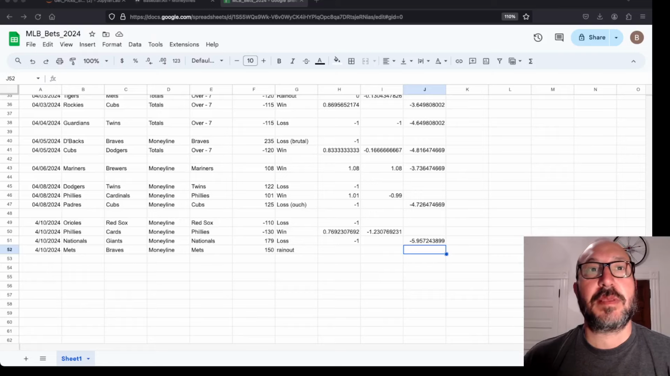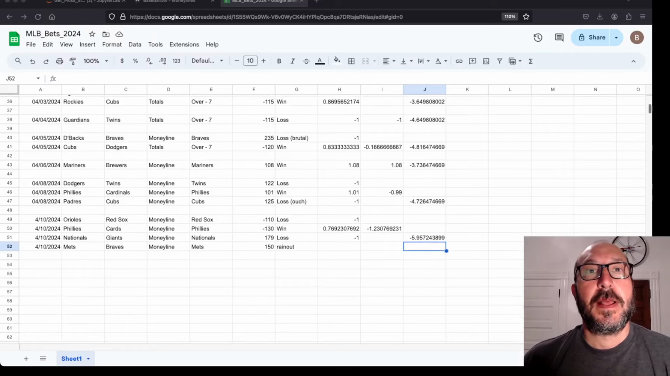Let's get started with reviewing the picks from last time. The last time I made picks was on April 10th. I picked four games. One was a rainout, which actually the Mets did end up winning the following day, but I will not count that as a bet. On the other three games, we went 1-2. Phillies won. The Red Sox were up 5-0 and lost, and the Nationals got blown out. So we were minus 1.23 units on that day and down about 6 units on the season.